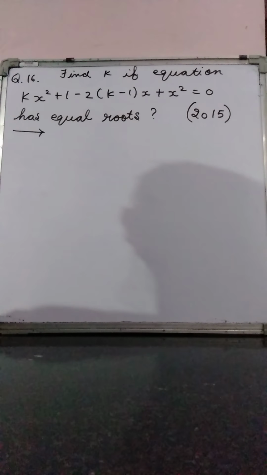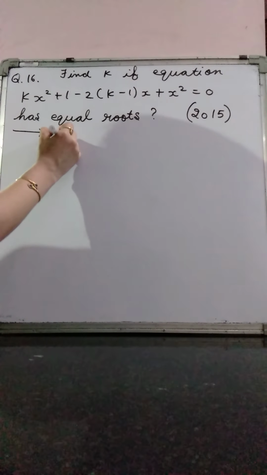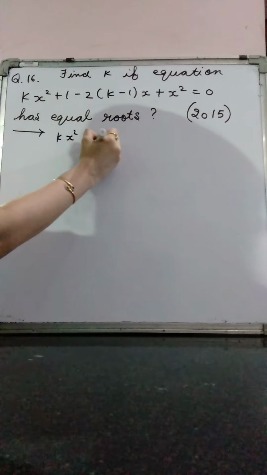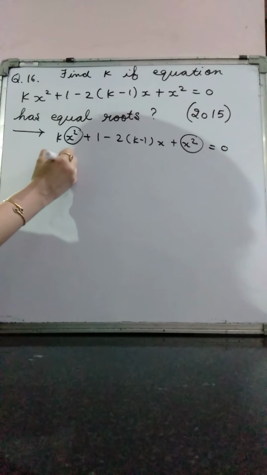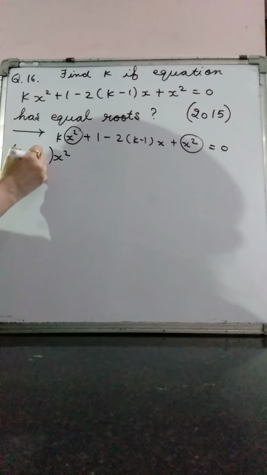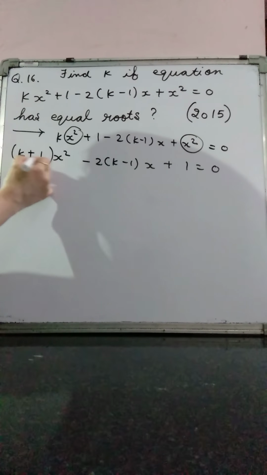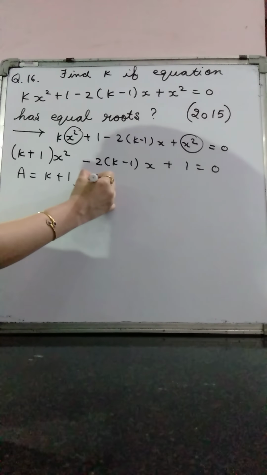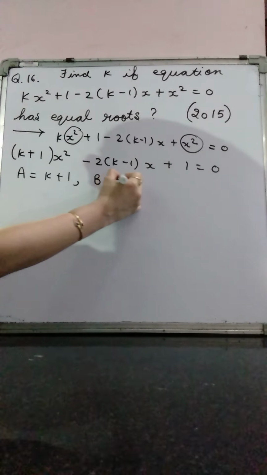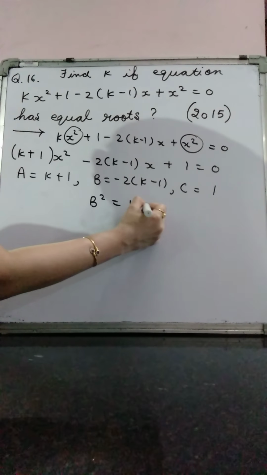Find k if this equation has equal roots. kx square plus 1 minus 2 k minus 1 x plus x square is equal to 0. First of all, take x square common. We get the value k plus 1, minus 2 k minus 1 x, plus 1. Now compare. The coefficient of x square is a, the value of b is minus 2 k minus 1 and constant c is 1. Now apply the condition for equal roots.